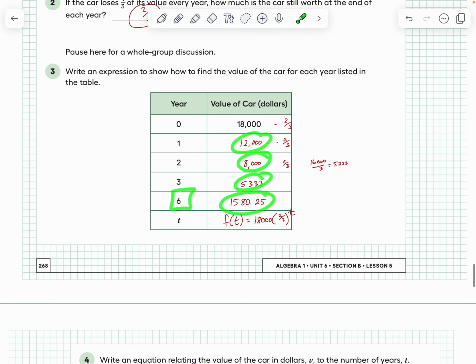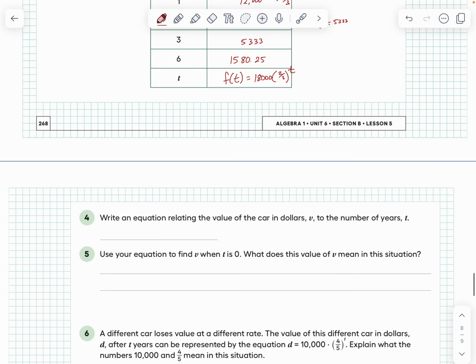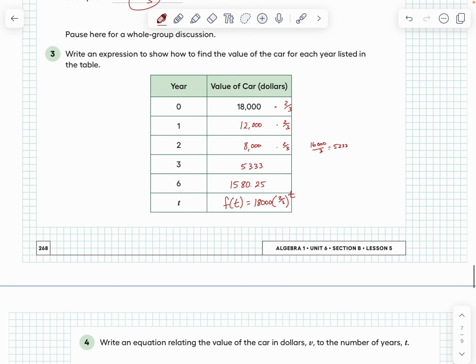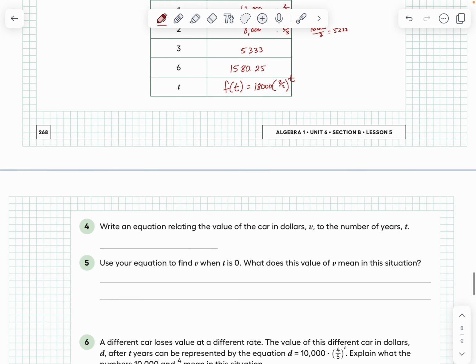Okay, and certain vehicles will retain more value. Like if you have a truck, it usually maintains more value. It might not go down 1/3. Maybe it's more like 1/4 because they resell better. But that's just the nature of the beast.